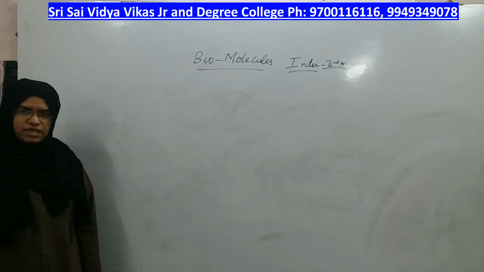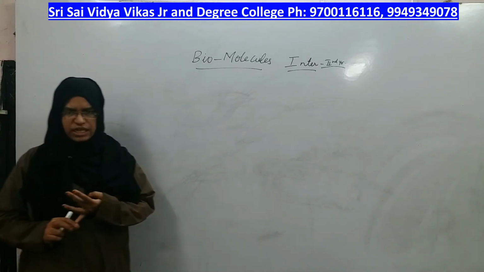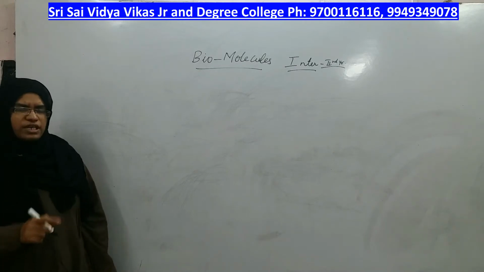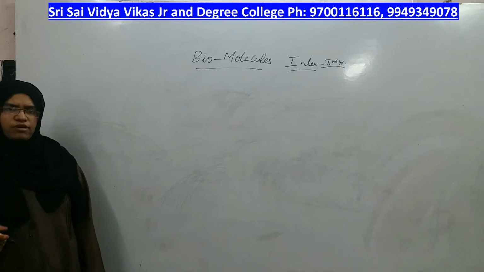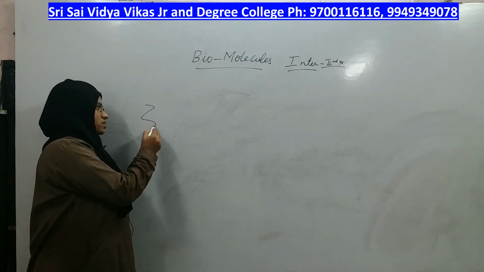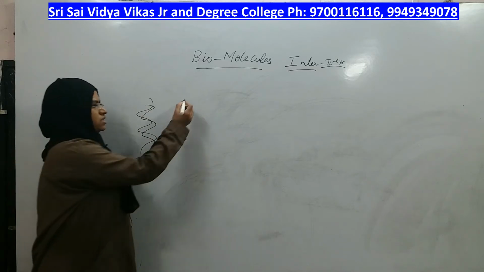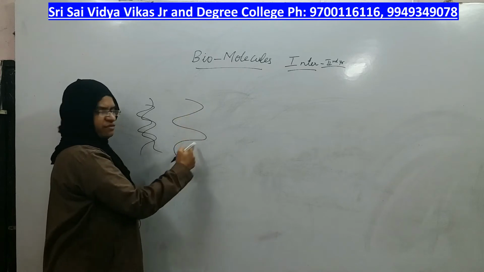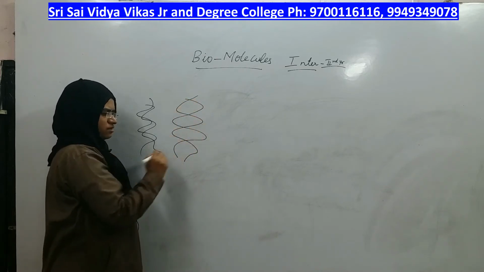In our previous class, we have seen nucleic acids, in which there were two types, DNA and RNA. Now we will look into each nucleic acid, how you will get a long structure of the complete nucleic acid, which is in the form of a double helical structure, right? In this double helical structure, this is one strand of DNA and there is another strand of DNA, right?